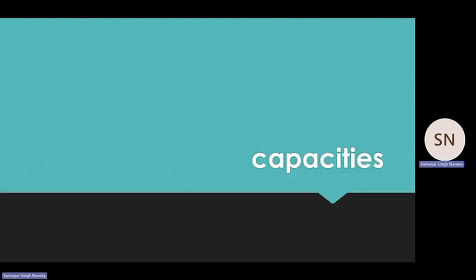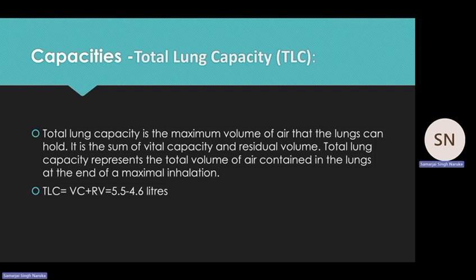Now we move on to capacities. We have first the total lung capacity or the TLC. TLC is the maximum volume of air that the lungs can hold. And like I said, for capacities, it's derived from some lung volumes. So it's the sum of VC, which is vital capacity, and residual volume. Total lung capacity represents the total volume of air contained within the lungs at the end of maximal inhalation. Again, it's a range, so it varies from 5.5 to 4.6 liters in humans.